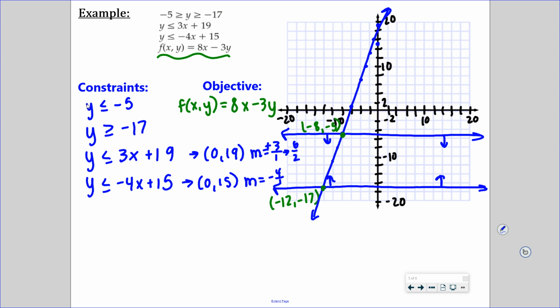This one has a slope of -4 over 1. So we're going down 4. That's really 2 boxes over 1. Or again, you could think of that as down 8 over 2. Okay, you should get these intersecting at 5, -5.